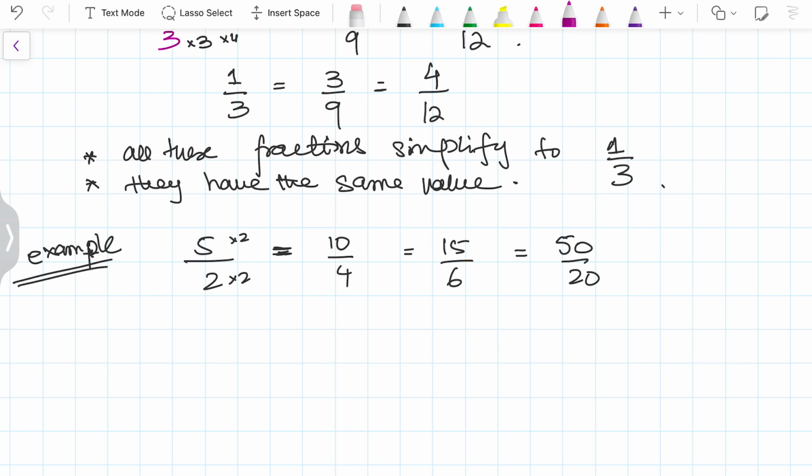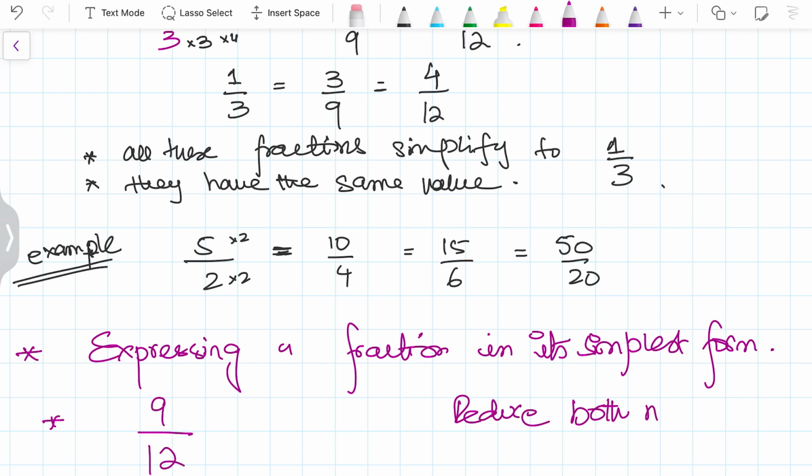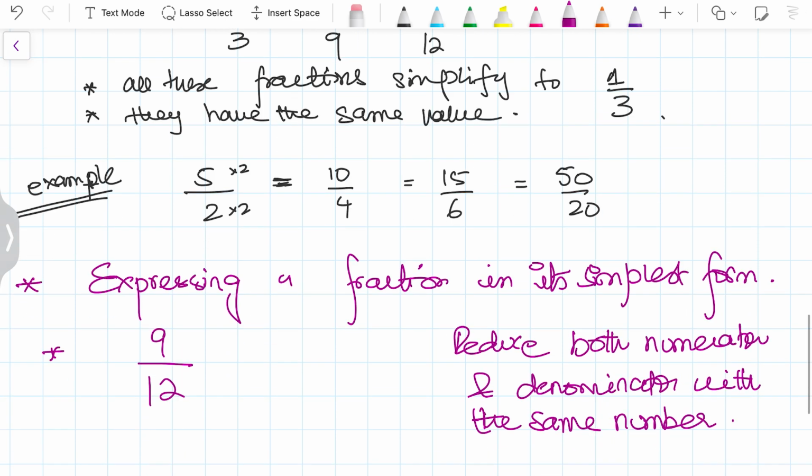Now, let's learn the next technique, which is expressing a fraction in its simplest form. So for example, if we have 9 upon 12, reduce both numerator and denominator with the same number. Or you can say the denominator and the numerator both are divisible by the same number.